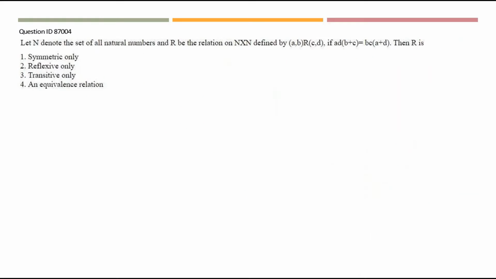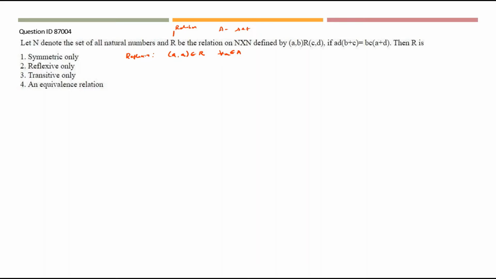Next question. Let N denote the set of all natural numbers. R be the relation defined by (a, b) R (c, d) if ad(b plus c) is equal to bc(a plus d). They are asking us to find whether they hold one of the properties or all the properties that exist in an equivalence relation. To test for reflexive, usually we represent (a, a) that belongs to R for all a that belongs to the set A. So R refers to the relation here, and when I mention capital A, it means the set.